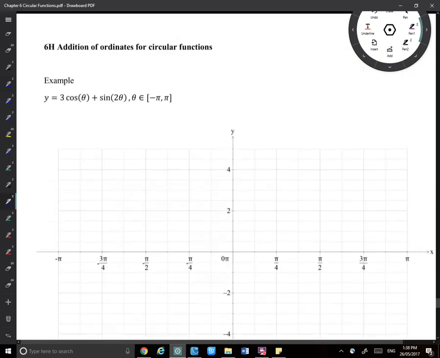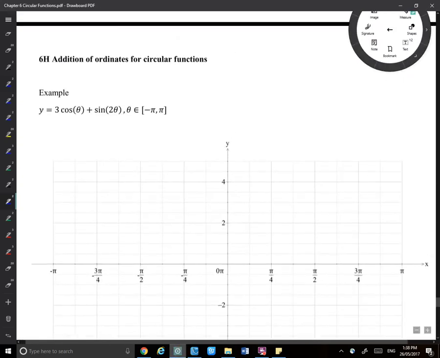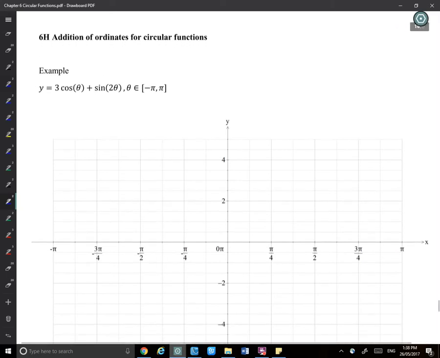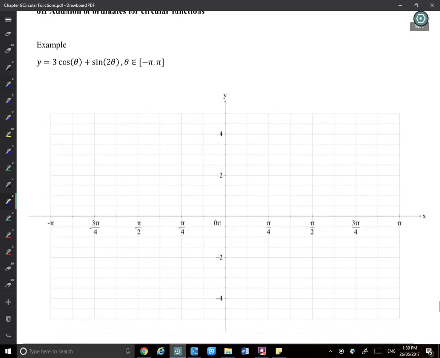Well, let's have a look at the next one. Well, the next one is something not really important, something quite boring. We just sketch the graph first. It's addition of ordinates for circular functions, same as what we did before in the first chapter. Just sketch the two functions first and then add the points. So let's sketch them first: 3 cosine theta plus sine 2 theta. Let's sketch 3 cosine theta first.